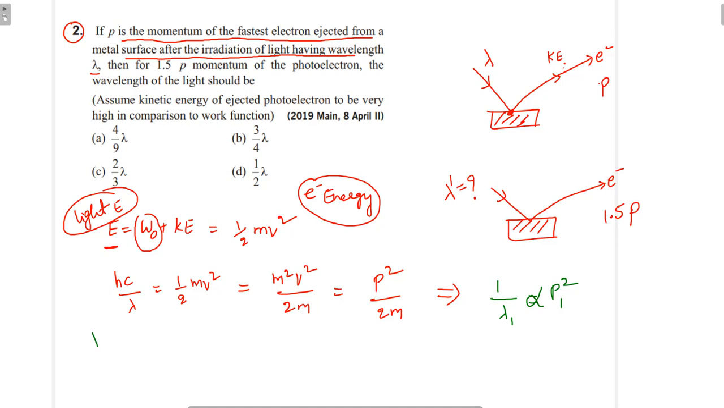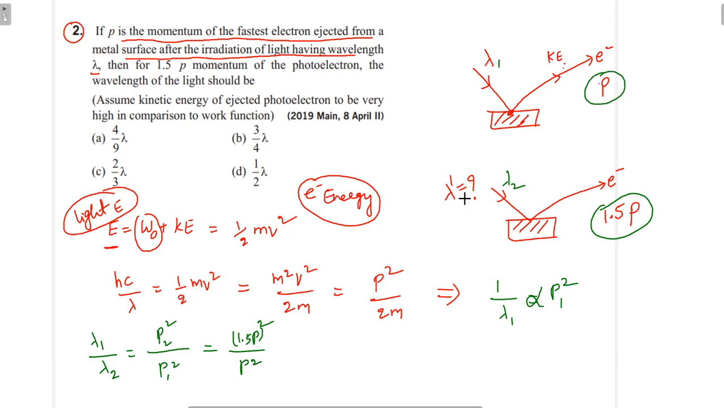So lambda 1 by lambda 2, here this is lambda 1, this is lambda 2. Lambda 1 by lambda 2 equals inverse, that's why p1 square below and p2 square above. Right? That means p1 square is nothing but p square, and p2 square is nothing but 1.5 p whole square. Just substitute these values.